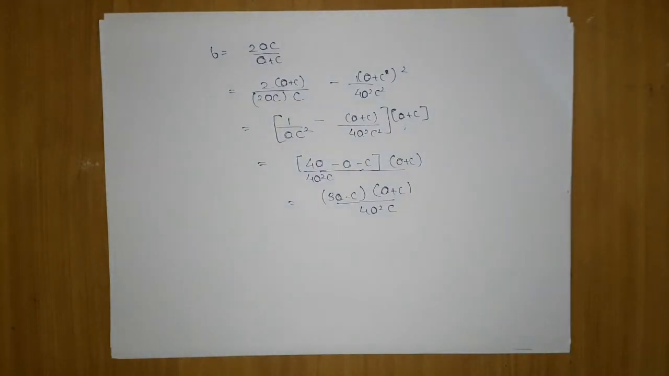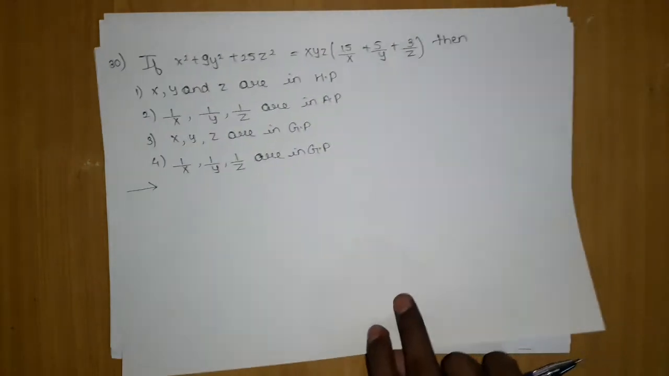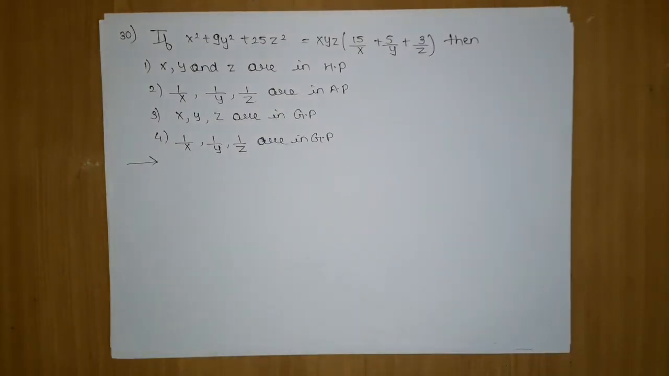Okay, now let's move on to the 30th question. It says: if x square plus 9y square plus 25z square is equal to xyz into (15 upon x plus 5 upon y plus 3 upon z), then: x, y, z are in HP; 1 upon x, 1 upon y, 1 upon z are in AP; x, y, z are in GP; or 1 upon x, 1 upon y, 1 upon z are in GP.